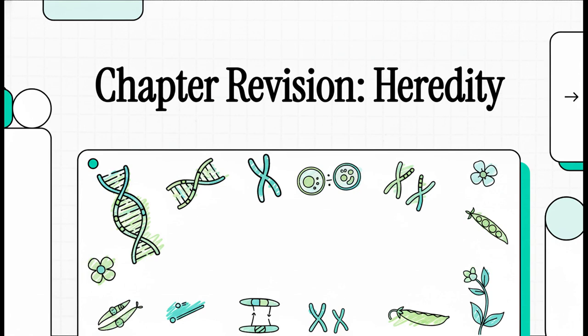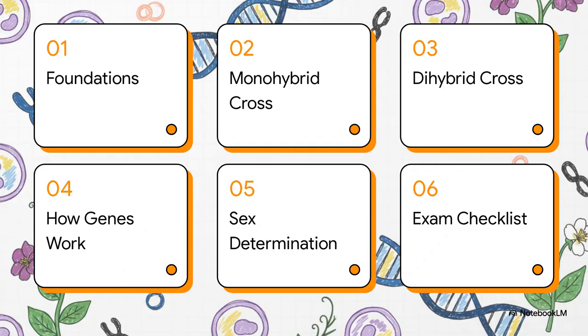to make sure you are all ready for your exams. Let's first map out our revision for today. We will start with the basic terms, the foundations of heredity. Then we will look at Mendel's experiments, both the monohybrid and the dihybrid cross. After that, we'll see how genes actually work, we'll understand sex determination in humans, and we'll finish with some very important points for your exam.